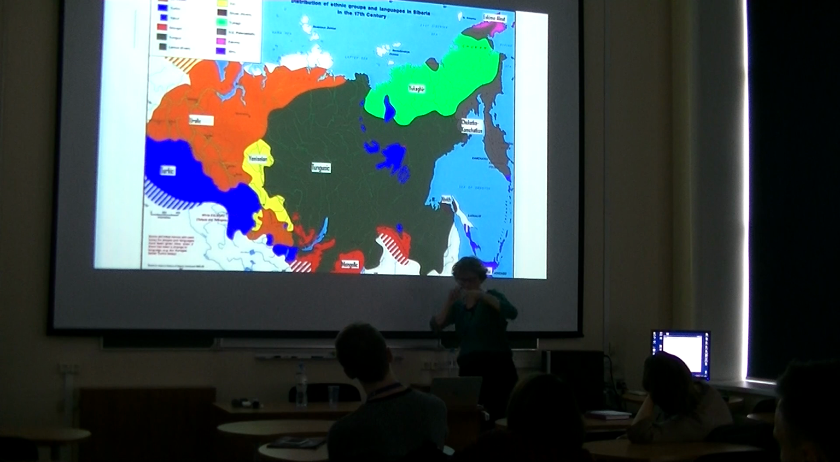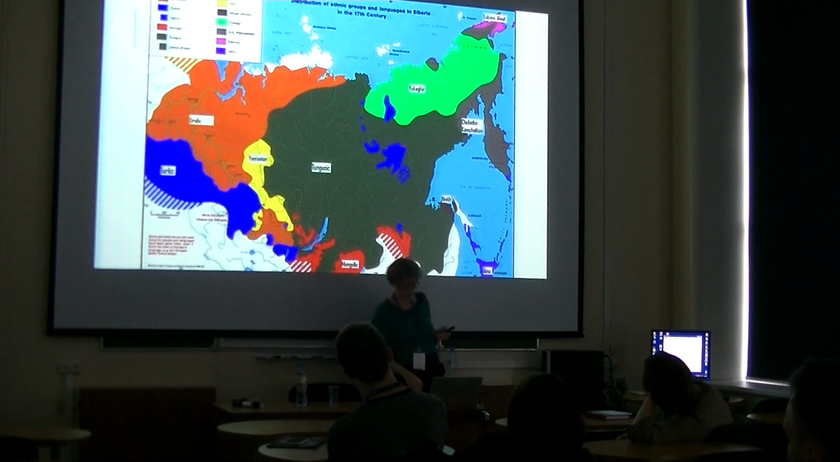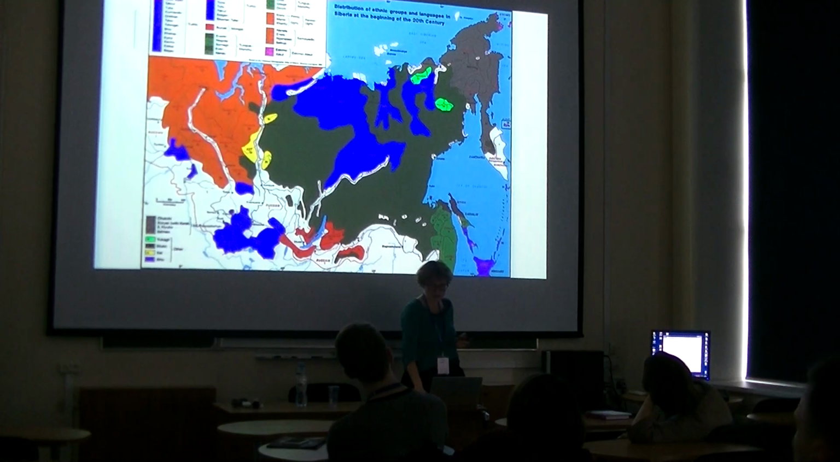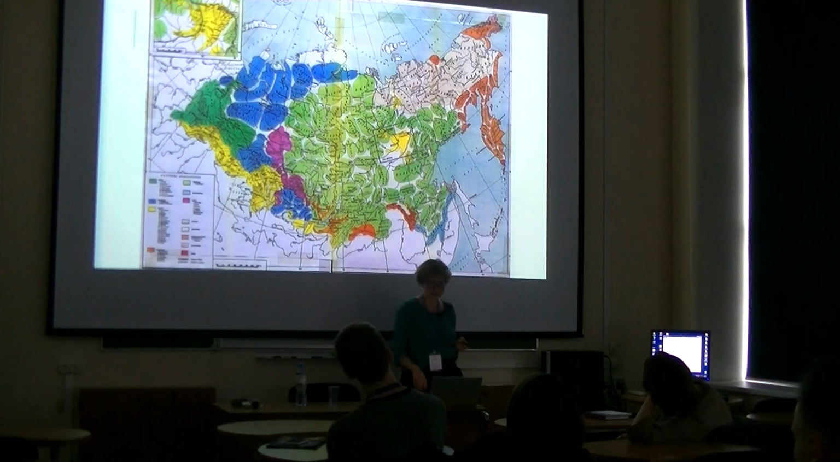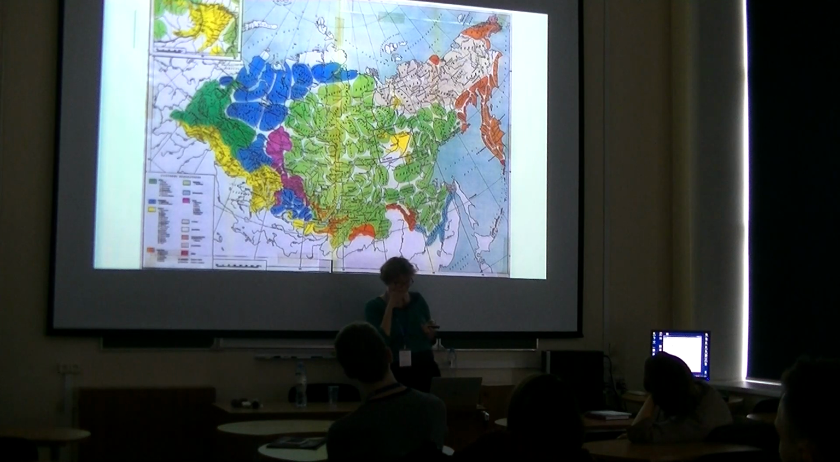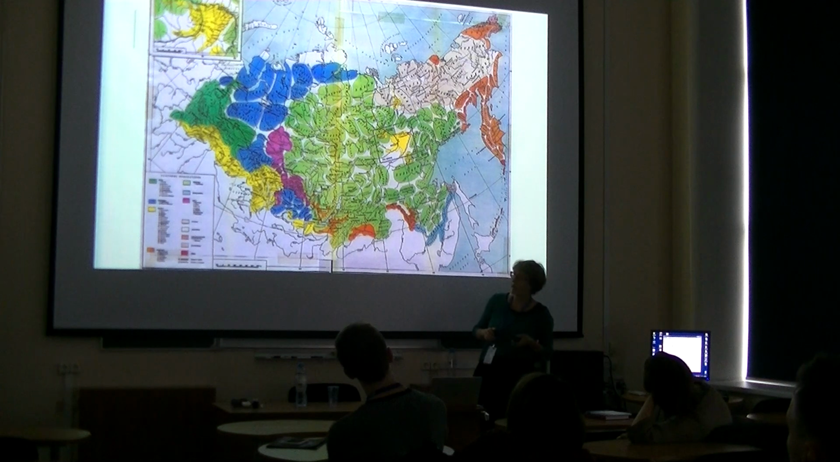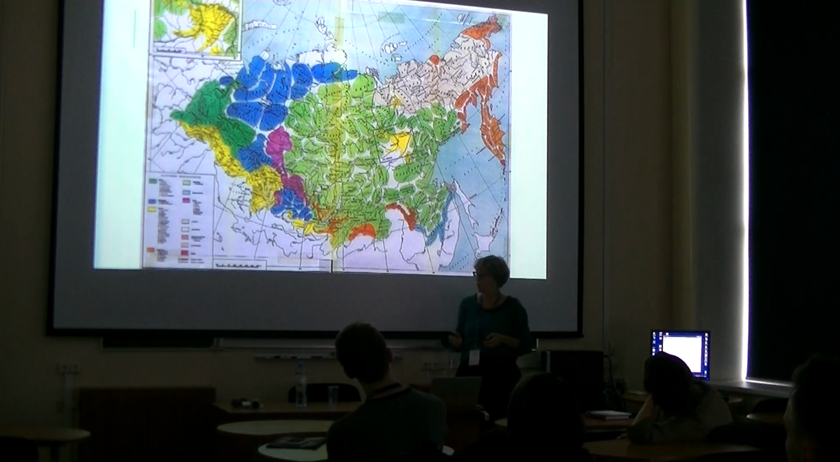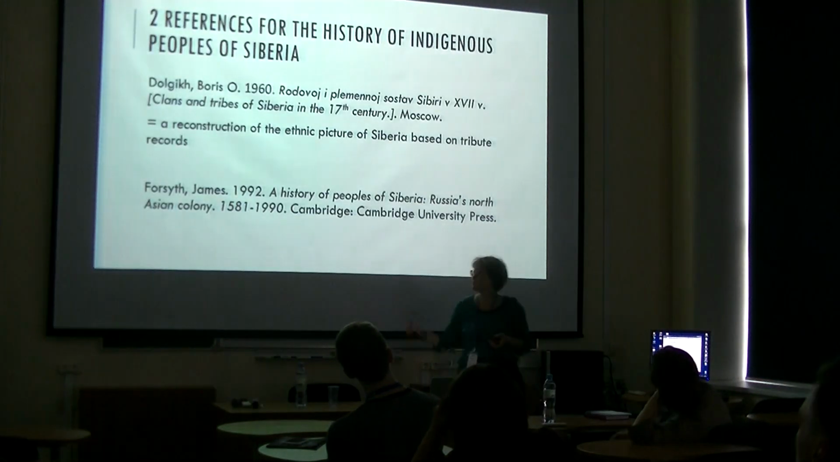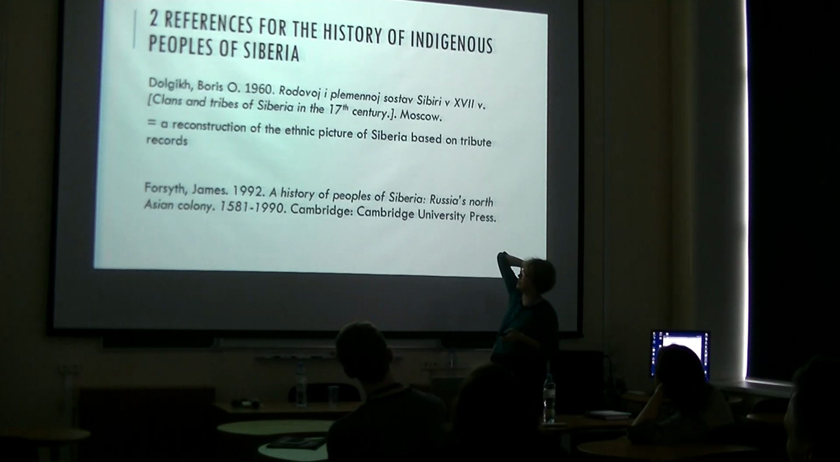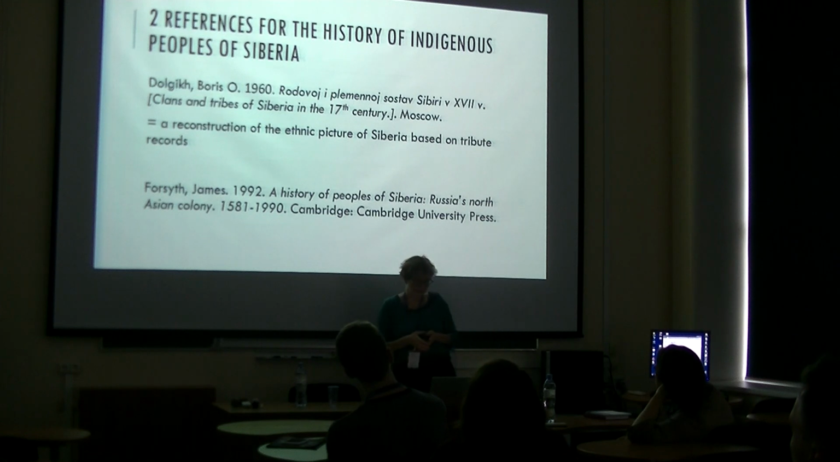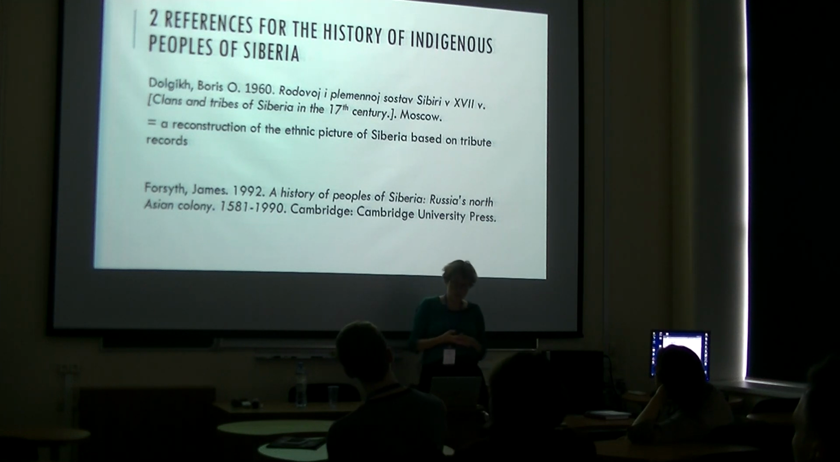Okay, this is very general information about the languages of Siberia. And basically, where do we take it from? We take it from this map. And this is a map of Siberian clans for the 17th century. And it comes from the first reference, which is a book by a Soviet ethnographer and anthropologist, Boris Dolgikh, which is called Clans and Tribes of Siberia in the 17th century.